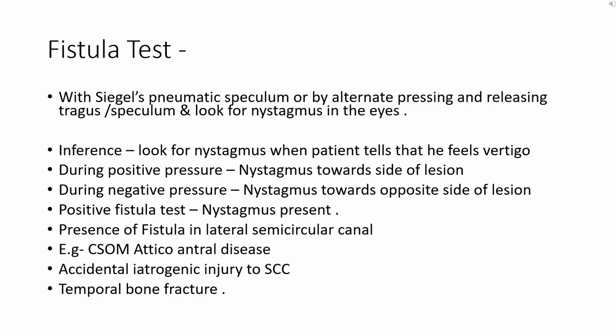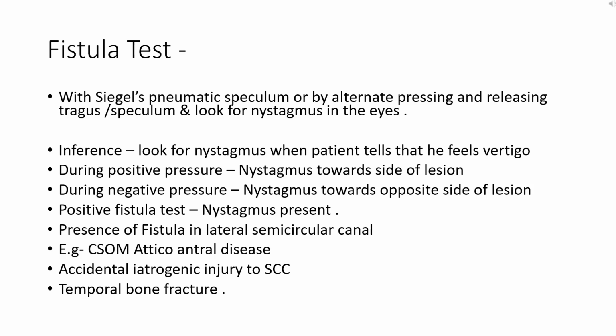Next is the fistula test. So in this, basically what we do, with the help of Siegel's pneumatic speculum, or by alternately pressing and releasing the tragus, we will look for nystagmus in the eye and ask the patient for the symptoms of vertigo. What is the inference of the test? Basically, we have to look for the nystagmus when the patient tells that he or she feels the symptoms of vertigo, such as dizziness. So during positive pressure, with the pneumatic speculum or by pressing the tragus inwards, nystagmus will be present towards the side of the lesion. While during negative pressure, nystagmus will be seen towards the opposite side of the lesion.